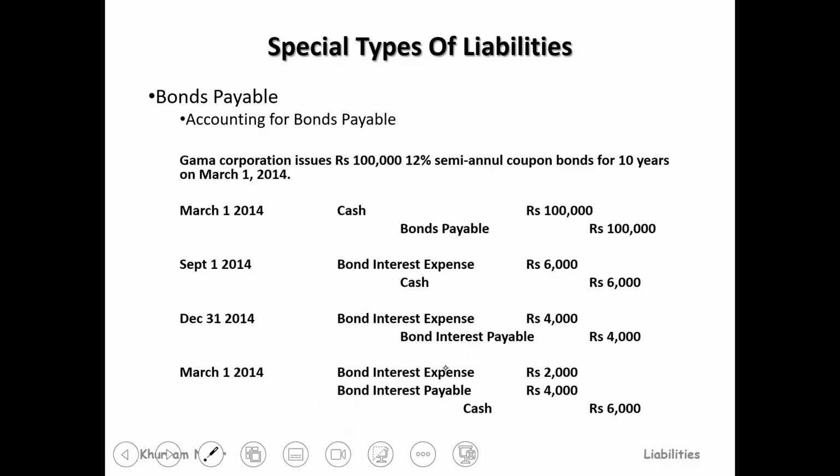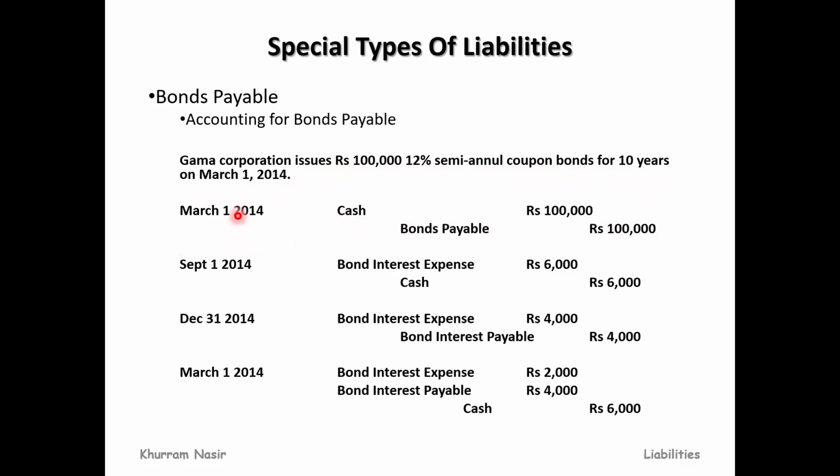So whenever bonds are issued, let's say Gamma Corporation issues 1 lakh 12% semi-annual coupon bonds for 10 years on March 1, 2014. The entry would be March 1, 2014: cash debit 1 lakh, bonds payable credit 1 lakh.